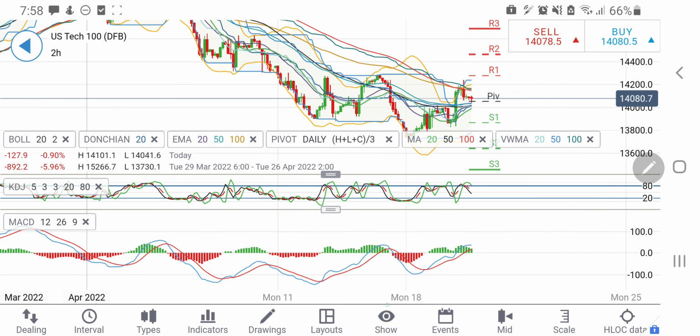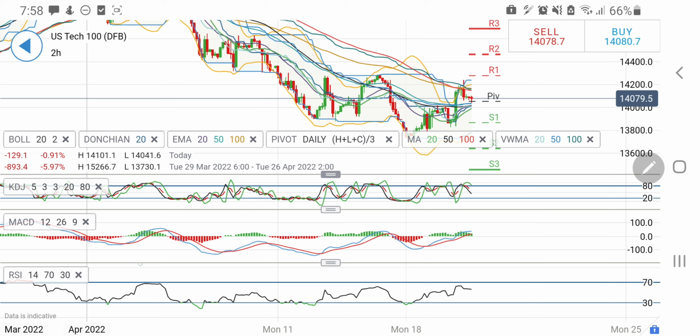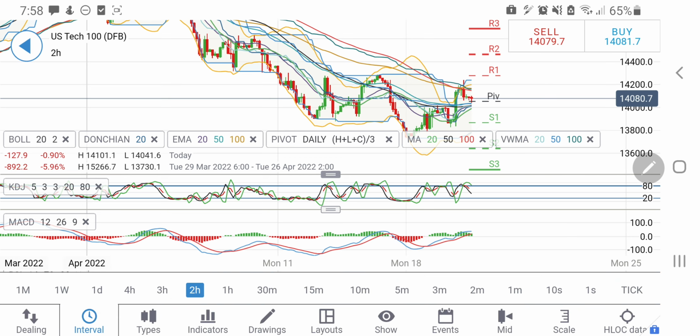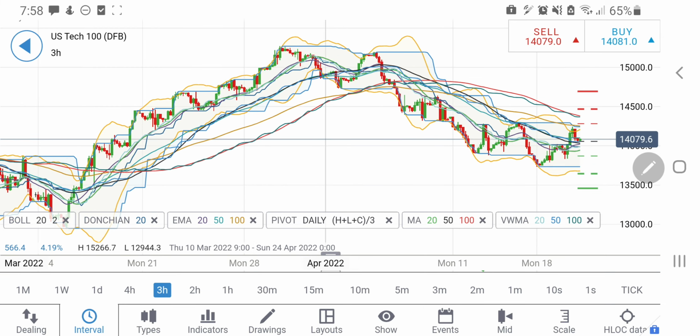2-hour stochastic is looking downwards and MACD is trying to converge from here. So probably if it crosses over, we may see a little drop. And if you look at the 3-hour charts, on the 3-hour chart a similar formation is there.